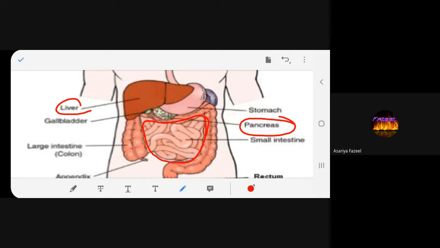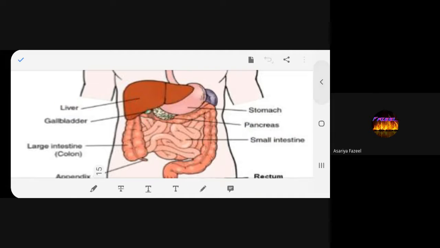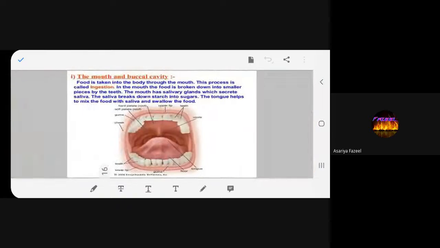So when the food has come to the small intestine, it is being assisted by the production of certain digestive juices by the liver and pancreas, which add to the digestive juices of the small intestine as well. So all of them are working together, right?